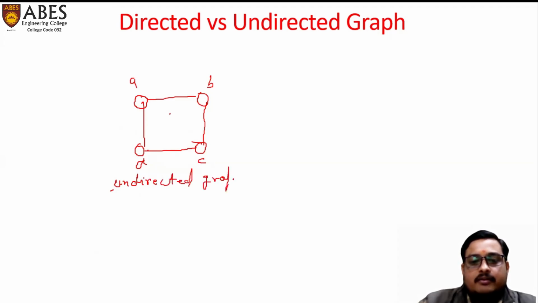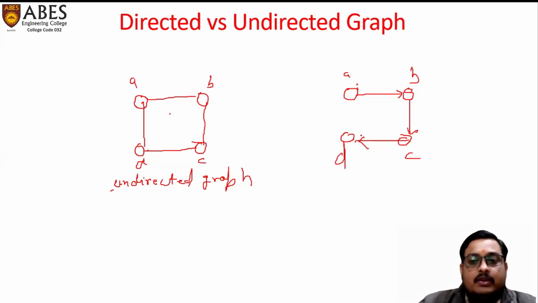But if there is a direction like this, here we have vertices like this. Direction is given on the edge like A, B. It means we can move from A to B, but we cannot move from B to A. Only one direction is given here. Here, B to C and C to B. But we cannot move from D to C. So here direction is given. This is called a directed graph.